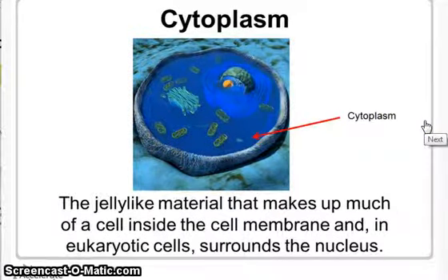Next we have the cytoplasm. It is located between the nucleus and the cell membrane. Cytoplasm is a jelly-like material that contains chemicals that keep the cell healthy. This says the jelly-like material that makes up much of a cell inside the cell membrane and in eukaryotic cells surrounds the nucleus. Remember what I said about eukaryotic cells? They're in you and me because it's for humans and animals. Prokaryotic is the bacteria.